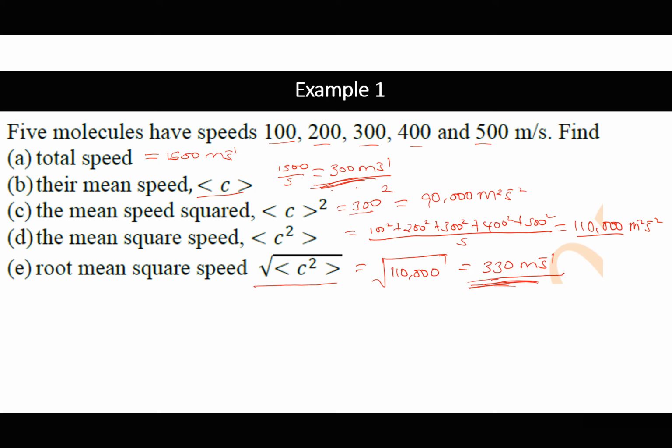I hope I've tried to labor much to distinguish between the mean square speed and the mean speed squared. You should know that difference.